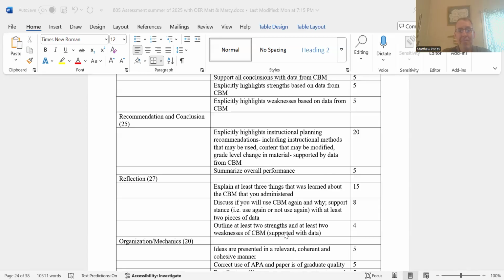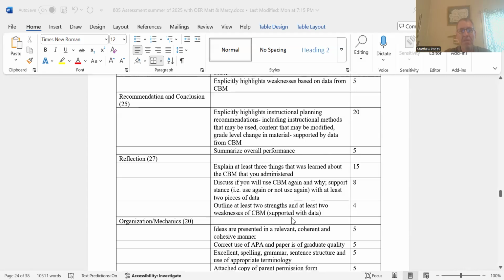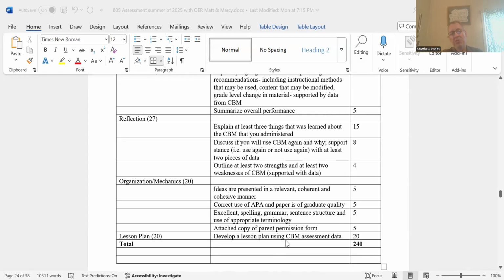And then to wrap up this section, we want to make sure that you outline at least two strengths and at least two weaknesses of the CBM. What you felt like were two strengths of using it and then two weaknesses. Then make sure you include a lesson plan in your permission form. The lesson plan is all built around the areas or gaps that you identified in the CBM results. Okay, not anything else from that.